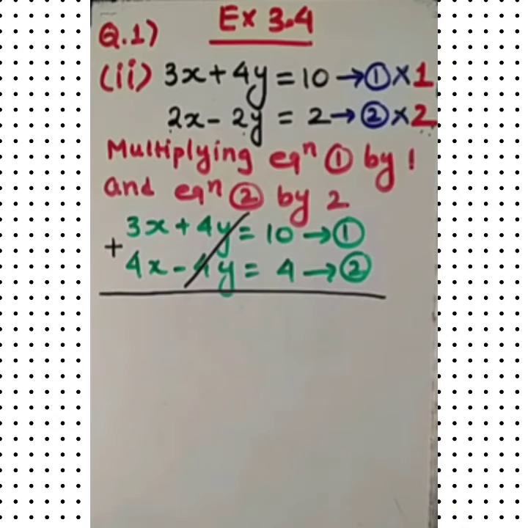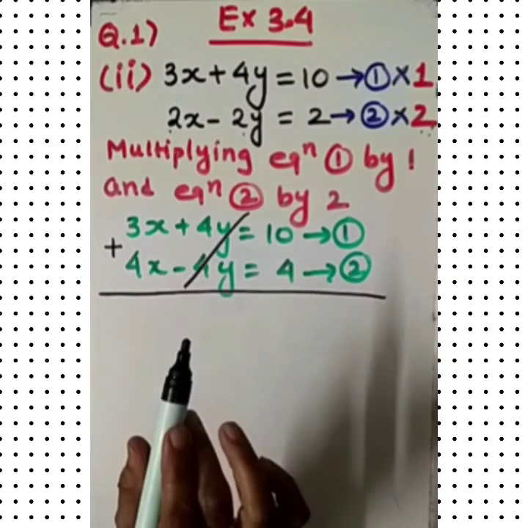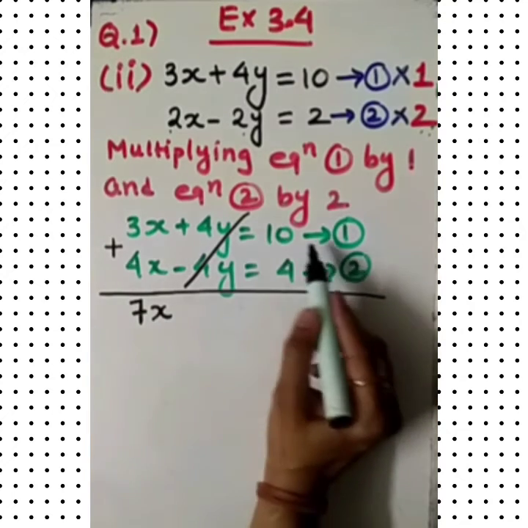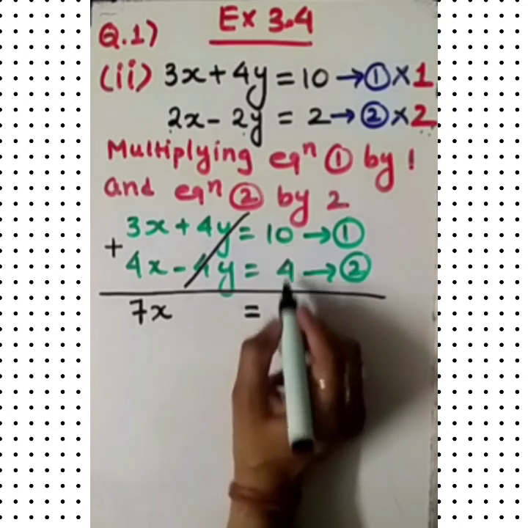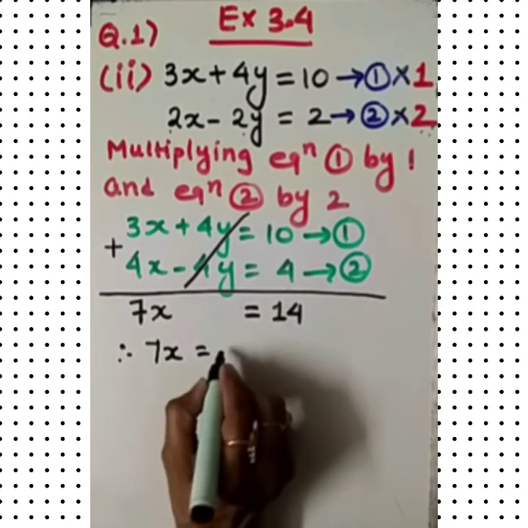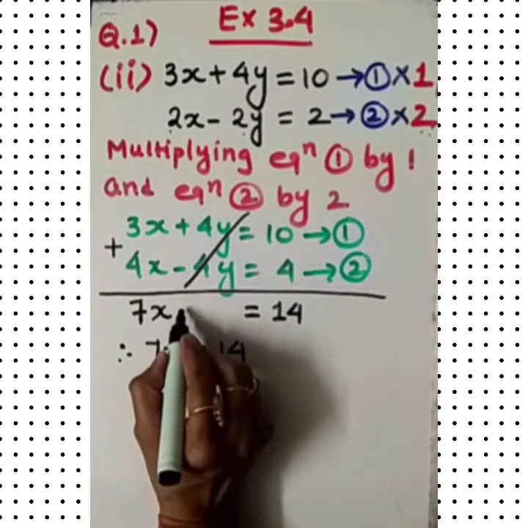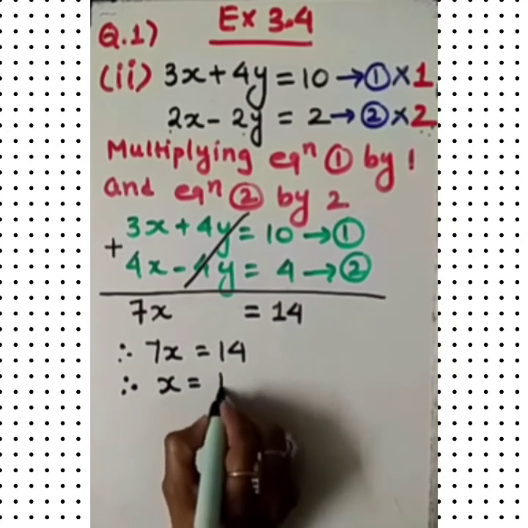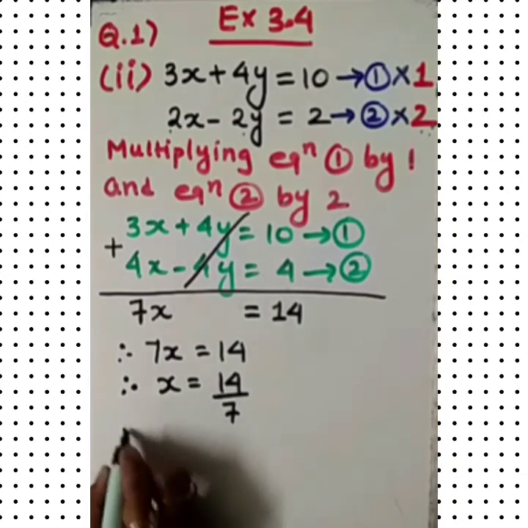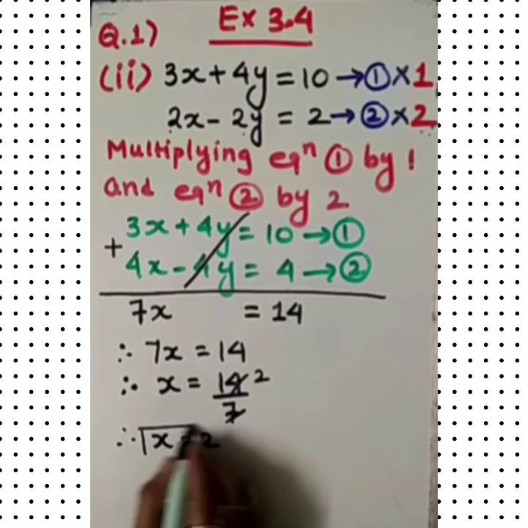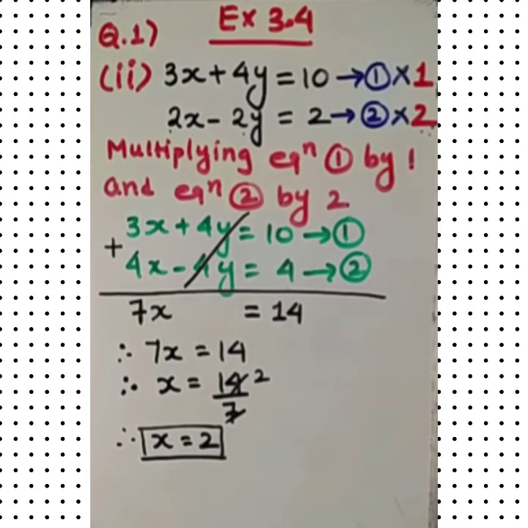Now, as you know, here we need to add, because the reason behind that is that both the variables with coefficients of opposite sign will be cancelled. We know plus 4y minus 4y cancel. Now 3x plus 4x gives the result 7x. This side 10 plus 4 gives the result 14. Therefore, 7x equal to 14. No need to mention anything because here it is 0y, so no need to write it. So x equal to 14 by 7. Therefore, if we cancel, then the value of x will be 2. This is a very important result.